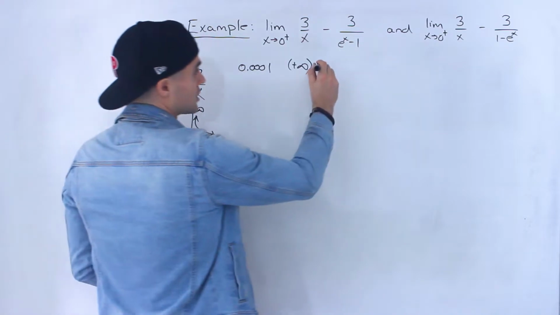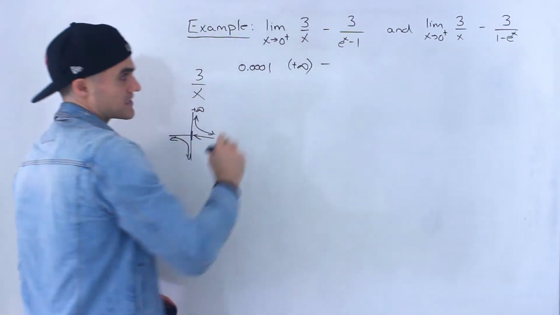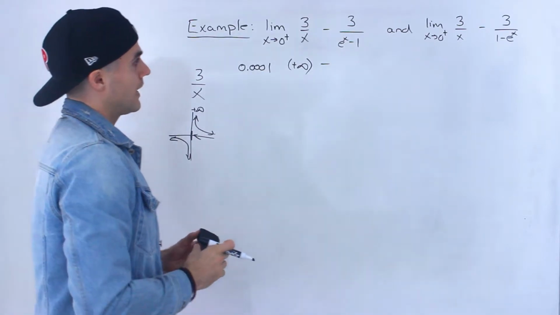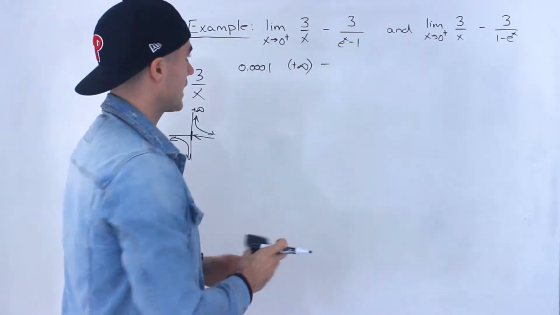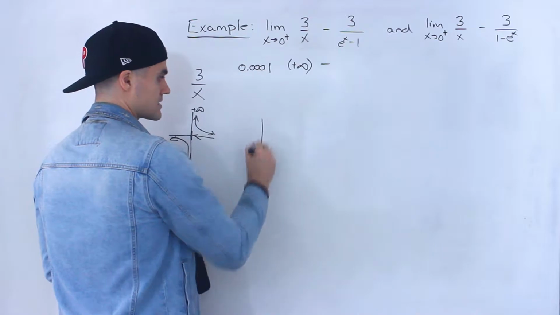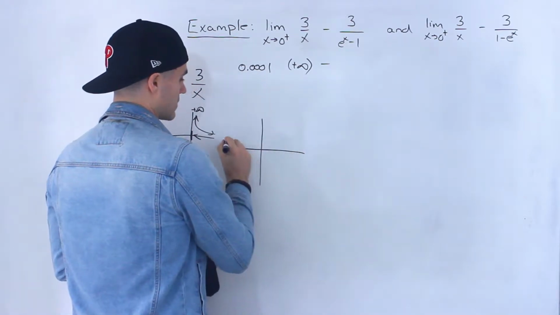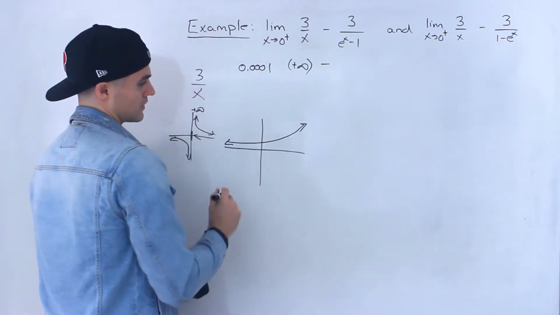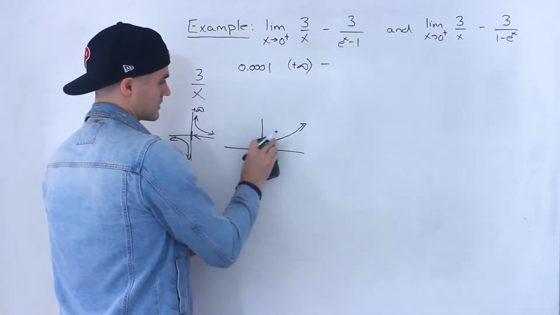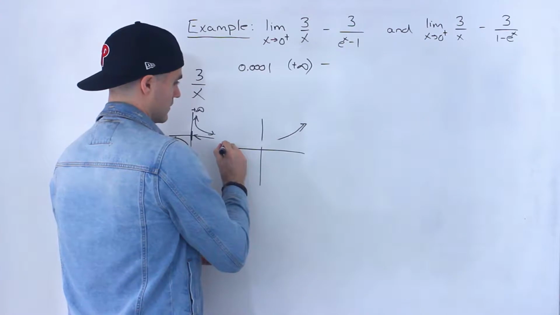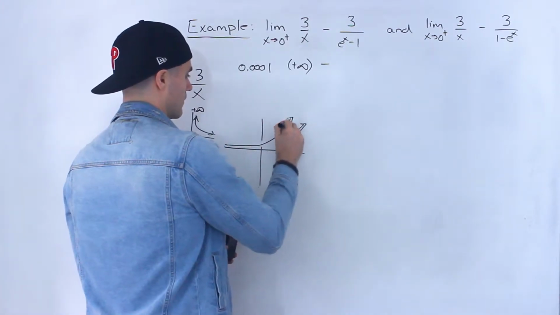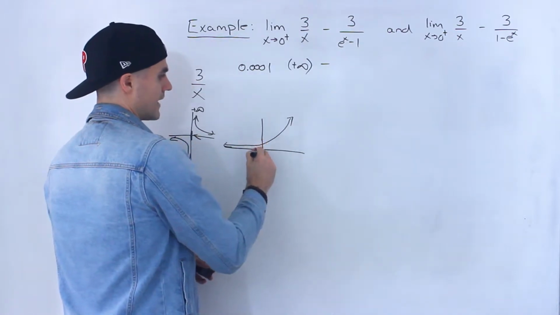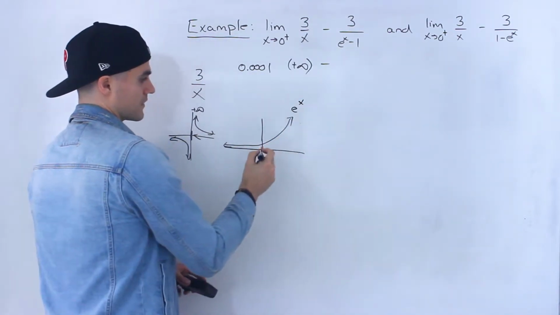Now this function, 3 over e to the x minus 1, this one's going to be a little bit trickier to deal with. What I actually suggest doing is looking at e to the x separately. Now e to the x looks like this over here. Okay, that is e to the x right there.